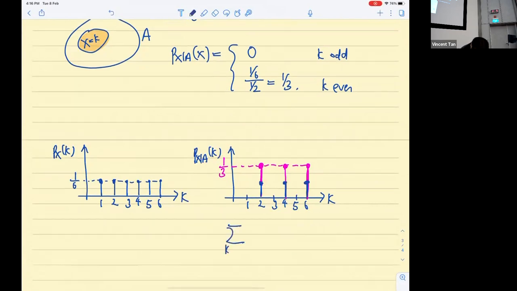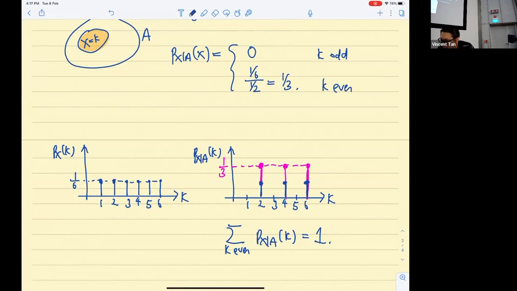So if you sum over K even of P of X given A, X equal to K, you get exactly 1. So this is a probability mass function. This is what is happening. Everyone understand? So you need to rescale when you condition.